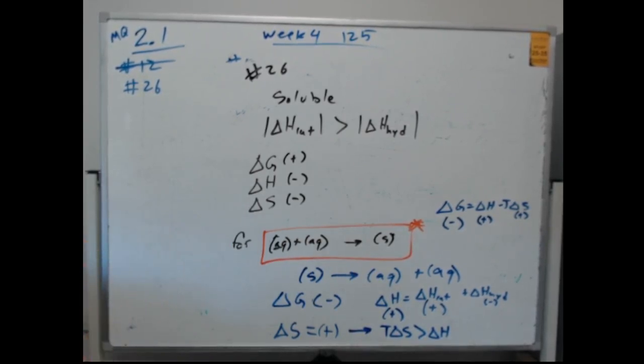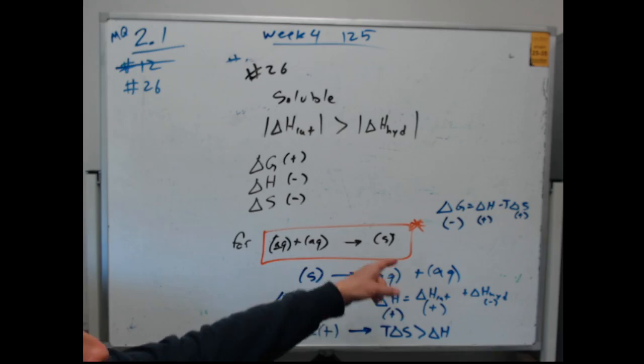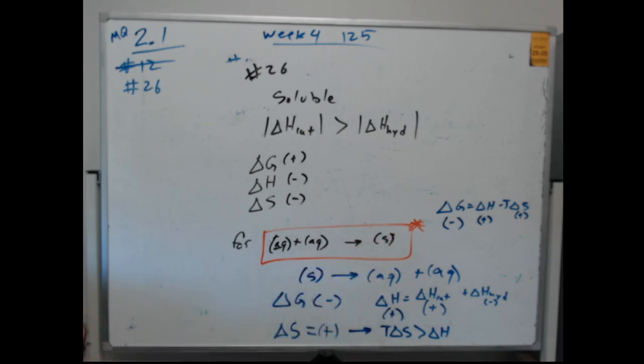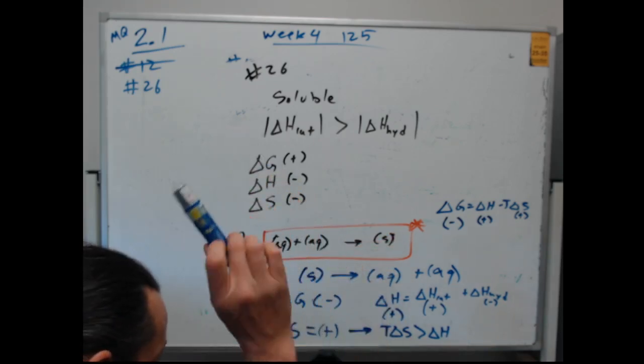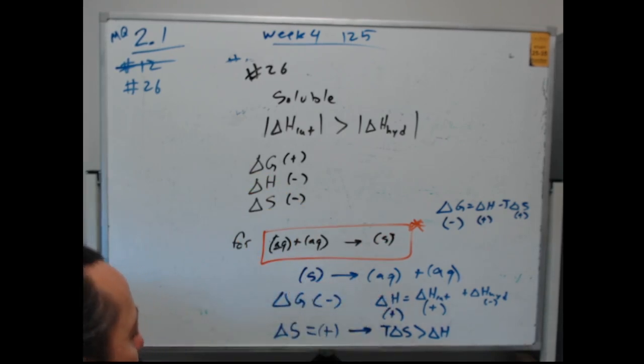It doesn't often ask for that detail. The thing that asks for every once in a while is when does T delta S equal delta H? When does delta G switch from being spontaneous to non-spontaneous? When is delta G equal to 0? But it's just interesting to think about. That T delta S has to be bigger than delta H. Otherwise, we'd never get delta G to be negative. Now, that was all for the solid going to aqueous.